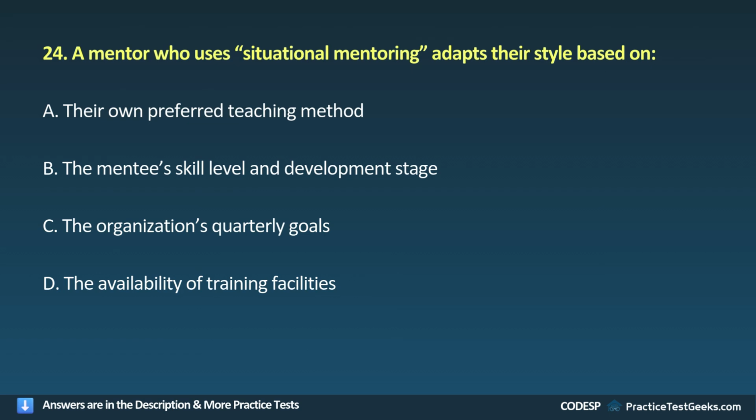24. A mentor who uses situational mentoring adapts their style based on A. Their own preferred teaching method. B. The mentee's skill level and development stage. C. The organization's quarterly goals. D. The availability of training facilities.